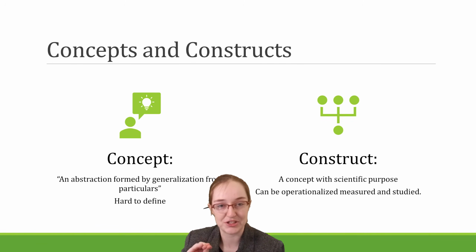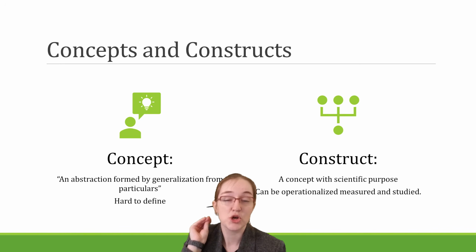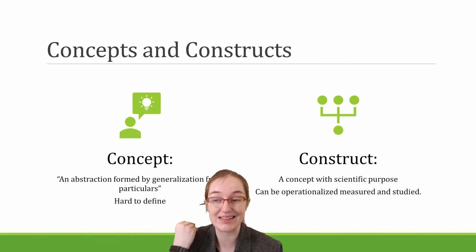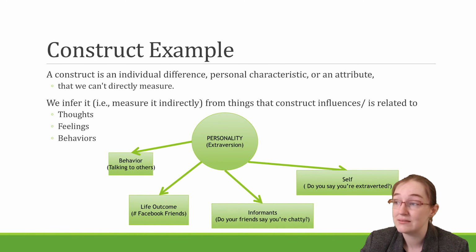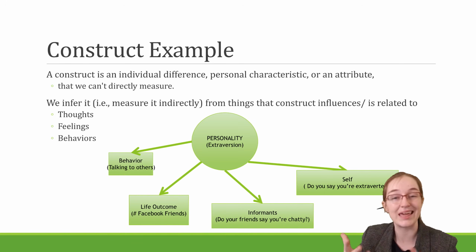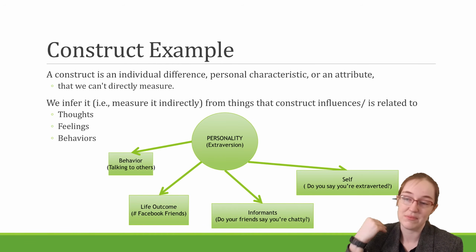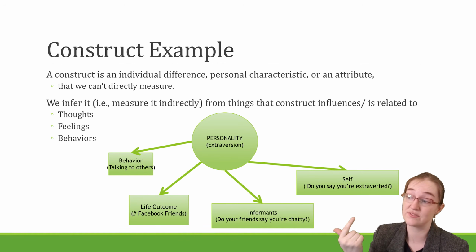So it's been operationalized, and that transformation allows us to measure and study that concept. As an example, you can think of a construct as any individual difference, personality characteristic, or attribute that we can't directly measure. When we're measuring personality traits, we infer it by measuring things that tap into that concept. For personality, that can be related to thoughts, feelings, or behaviors.